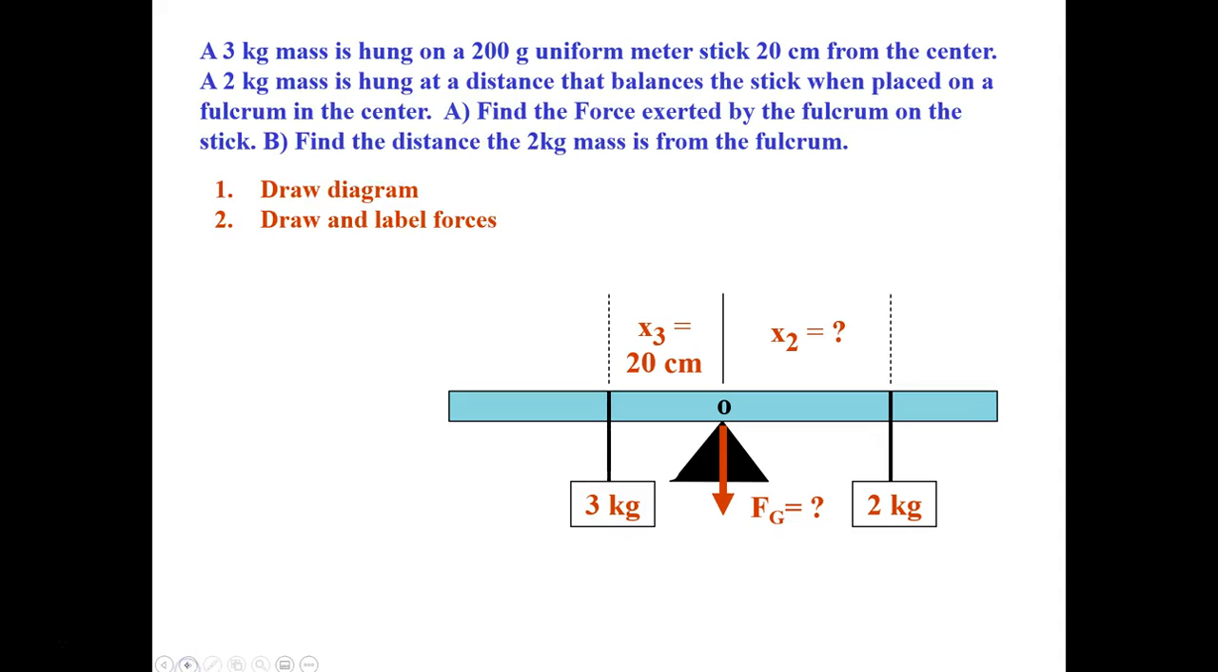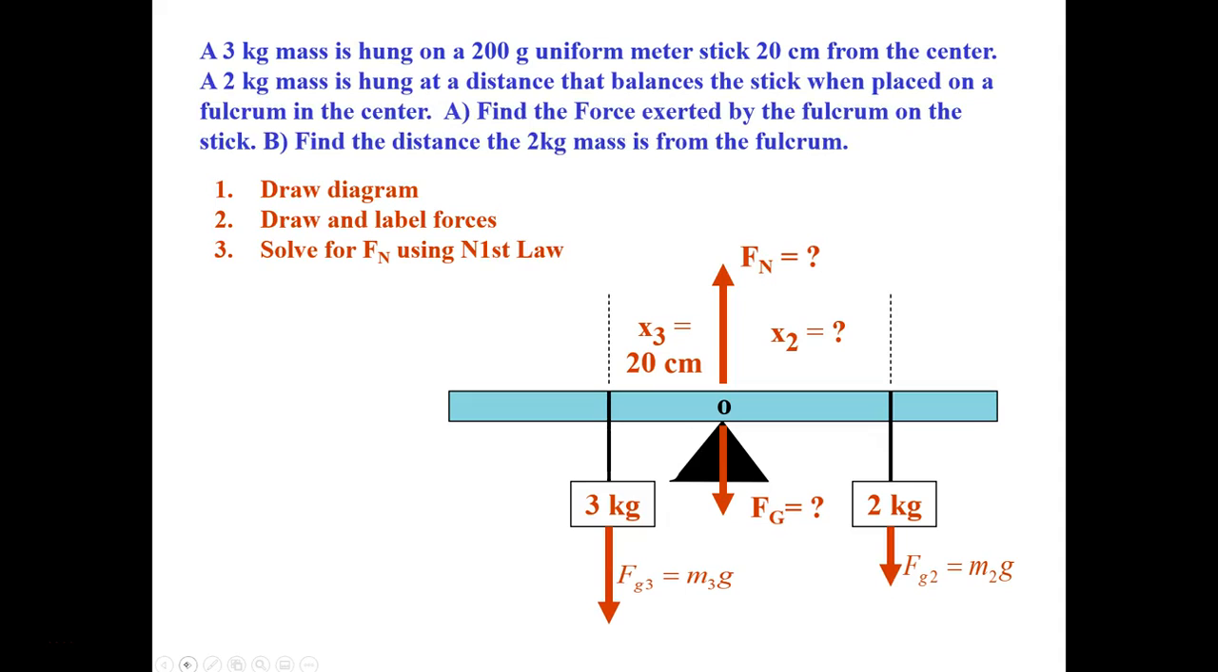So the first thing we want to do is draw that free body diagram and label all of our forces. Whenever we do this, we have 4 forces acting on it. We have our force of gravity from our 3 kilogram mass that's hanging, our force of gravity from the 2 kilogram mass, the normal force that's being exerted by the fulcrum, and the force of gravity from the meter stick, in this case, being pulled down by gravity.